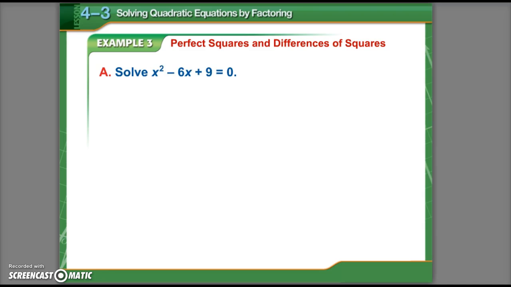All right, in example 3, we are looking at a problem that is either a perfect square or a difference of squares. And we have the problem x squared minus 6x plus 9 equals 0.